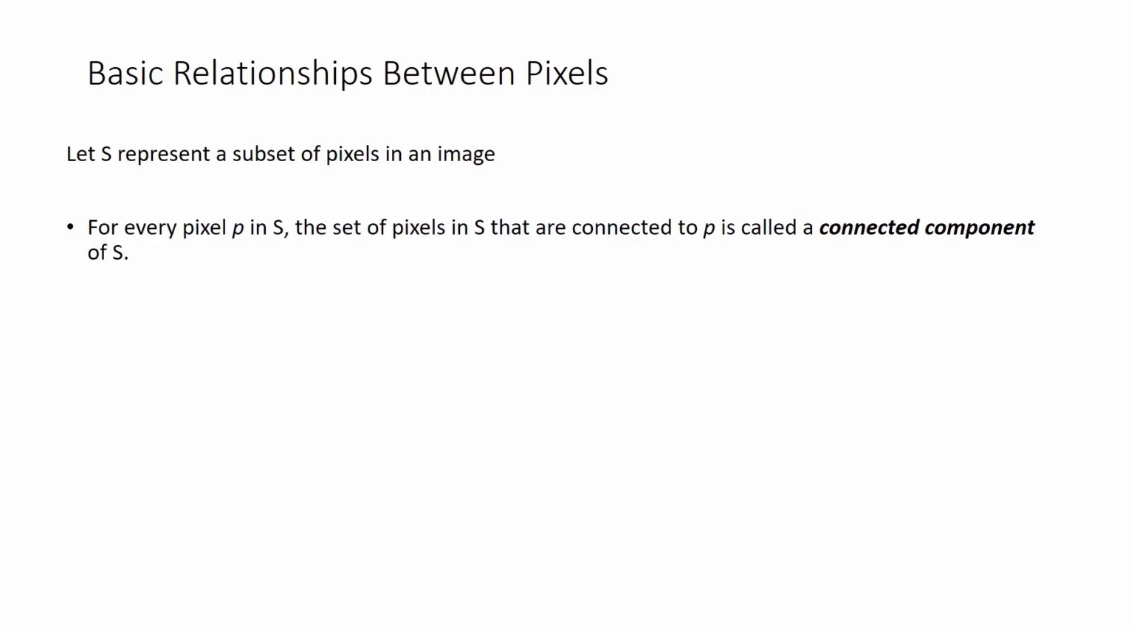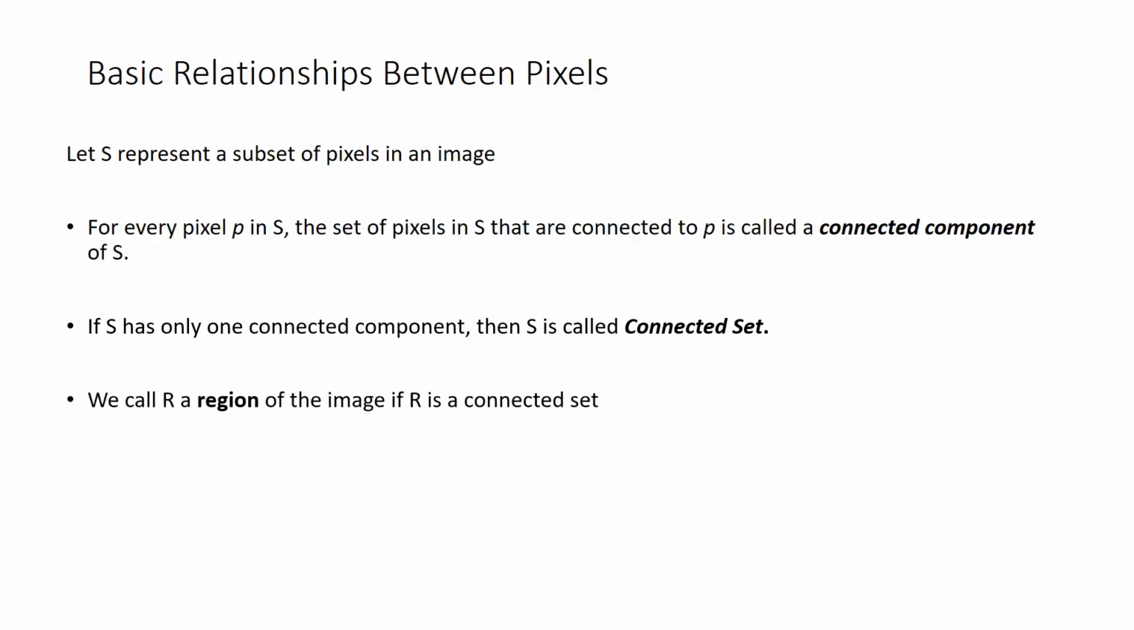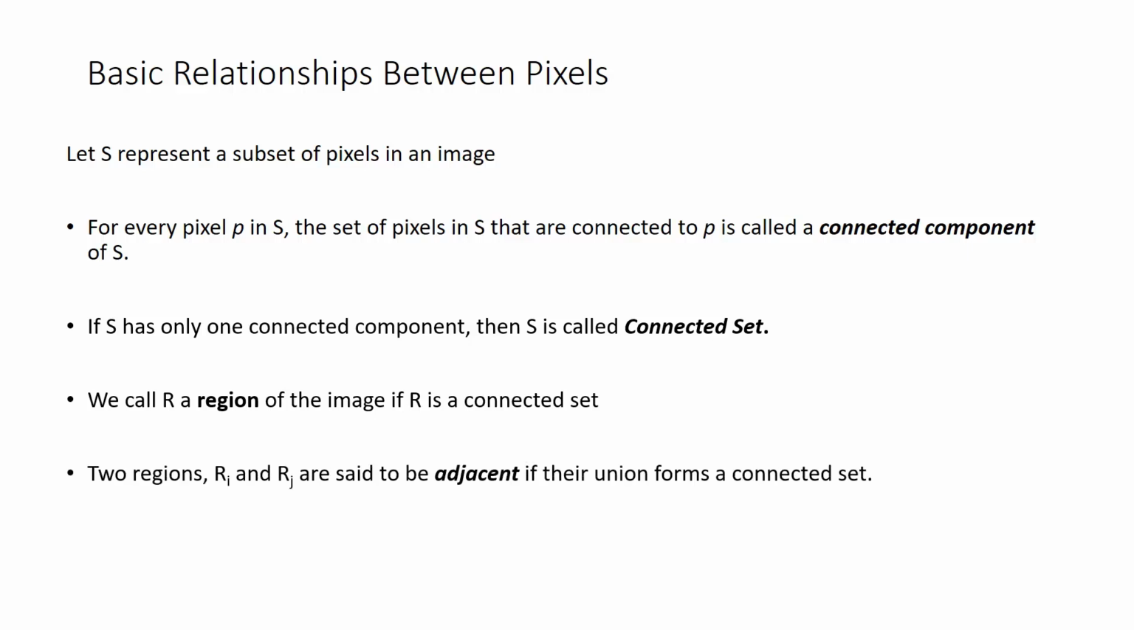Let S represent a subset of pixels in an image. For every pixel P in S, the set of pixels in S that are connected to P is called connected components of S. If S has only one connected component, then S is called a connected set. We call R a region of the image if R is a connected set. Two regions Ri and Rj are said to be adjacent if their union forms a connected set. Regions that are not adjacent are said to be disjoint.